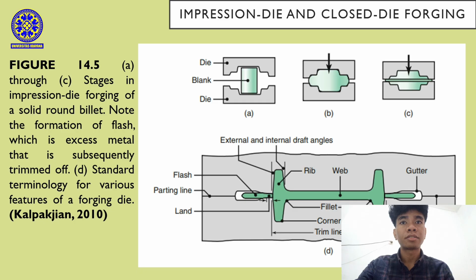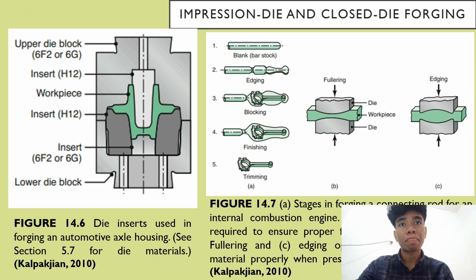Next is the closed die forging. Closed die forging shapes the workpiece inside a die cavity. Flash is intentionally formed to ensure complete die filling and is later trimmed, and this type of forging is used for more complex, precise parts.